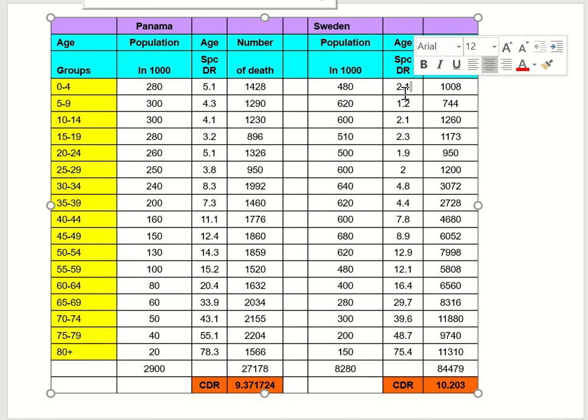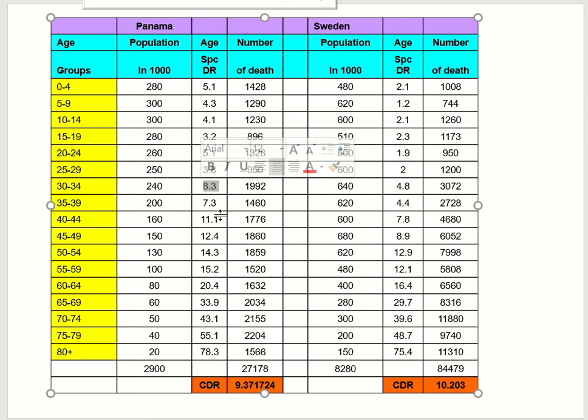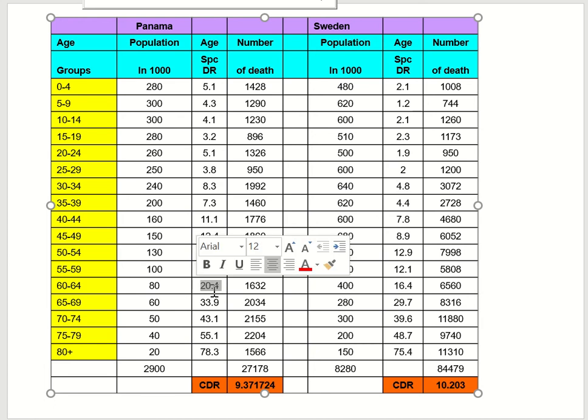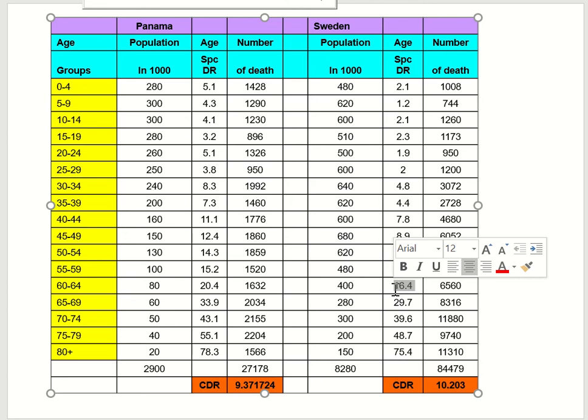And obviously, lower risk of dying in Sweden for that age group. Take 5 to 9: 4.3 per thousand for Panama, 1.2 for Sweden. Again, a high risk of death in Panama. For, let's say, 30 to 34, it's 8.3 per thousand in Panama compared to only 4.8 in Sweden. What about 60 to 64? 20.4 per thousand in Panama versus 16.4 in Sweden.